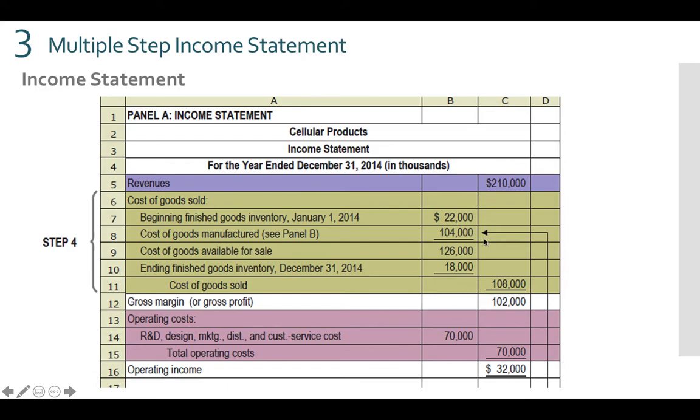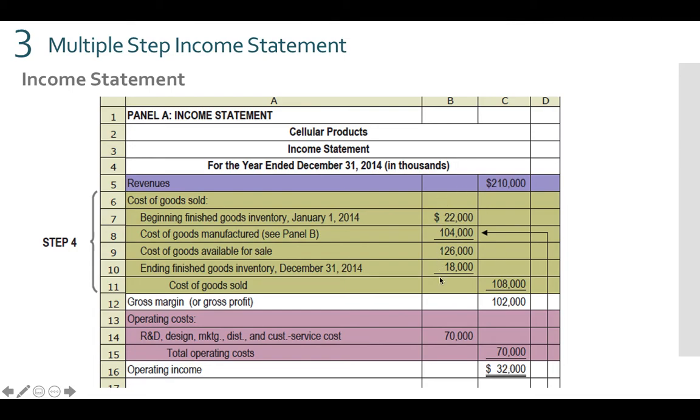And revenues minus cost of goods sold, we will get gross margin, which is 102. And then we calculate the operating costs, which is R&D, design, marketing, distribution, and customer service costs, which is $70,000. So the total operating cost is 70, and we got the operating income by subtracting the operating cost from the gross margin. So 102 minus $70,000, we got the operating income $32,000.